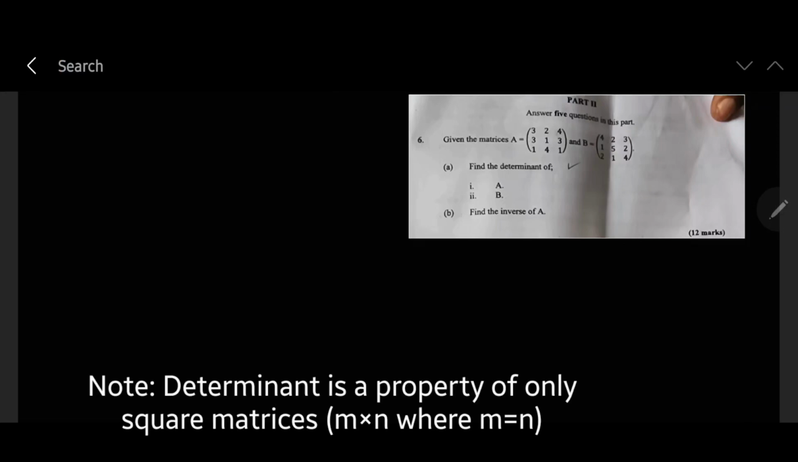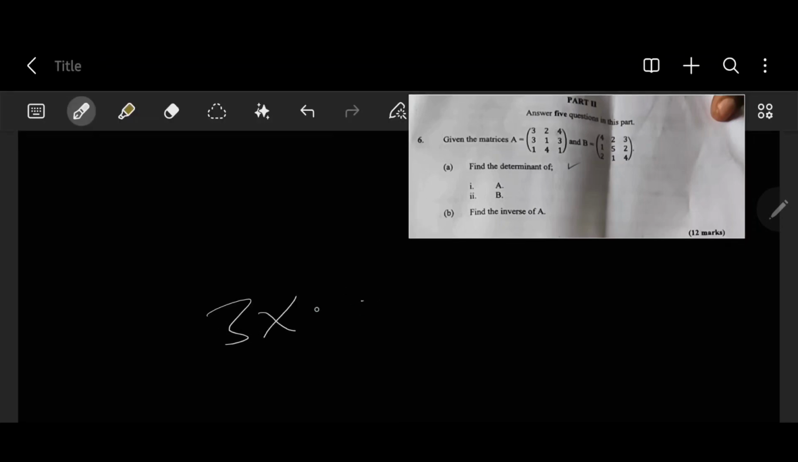Now note that the determinant is actually a characteristic of a square matrix. So you can find the determinant of a square matrix. All square matrices have that characteristic of having a determinant. A square matrix is a matrix whose rows and columns are equal. For example, you have a 3 by 3 matrix, 2 by 2 matrix, 4 by 4 matrix. These are all square matrices.